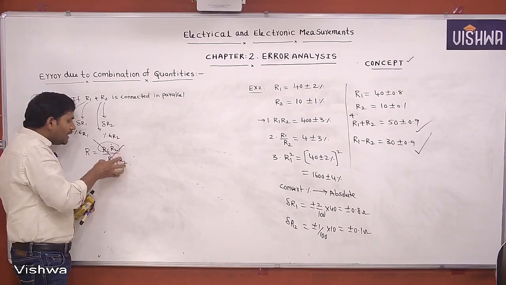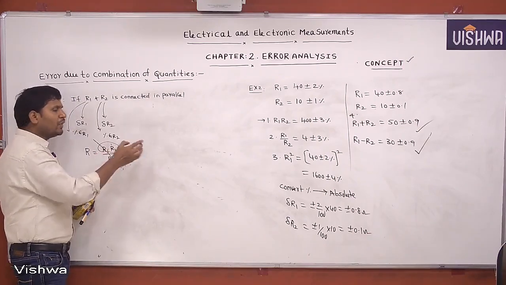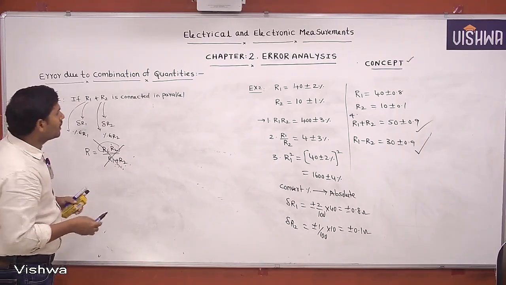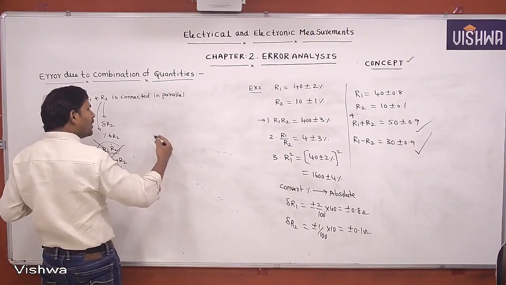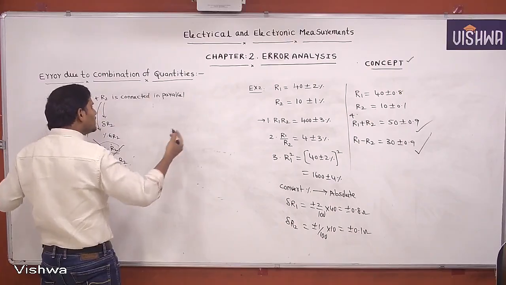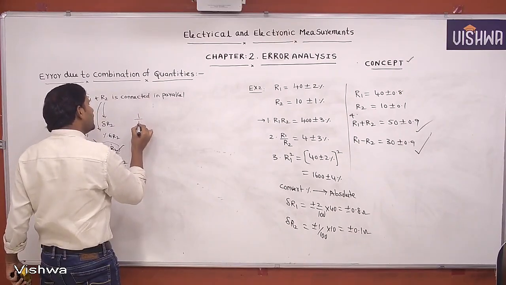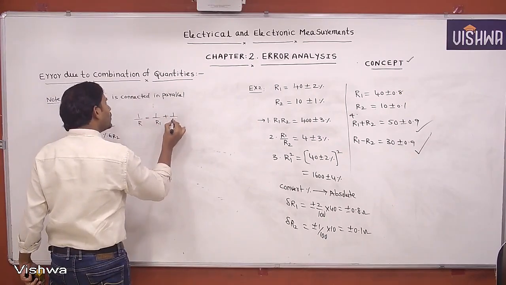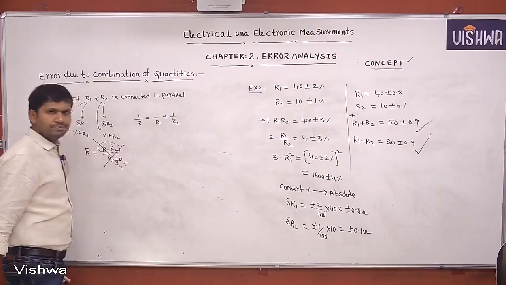But here in the denominator there is an addition term. That's why we don't apply that method directly. Then how can we simplify in parallel connection? You start from the concept itself. If two resistances are connected in parallel, 1 by R equal to 1 by R1 plus 1 by R2. According to the concept only, you can solve.